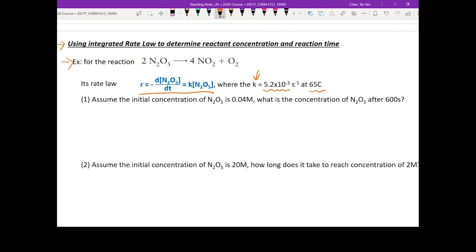And then it asks you, assuming the initial concentration is this, what is the concentration for N2O5 after 600 seconds? 600 seconds is the keyword, because that information tells you this has to be related to the integrated rate law. Okay, what is the reaction order? Does this tell you the reaction order?